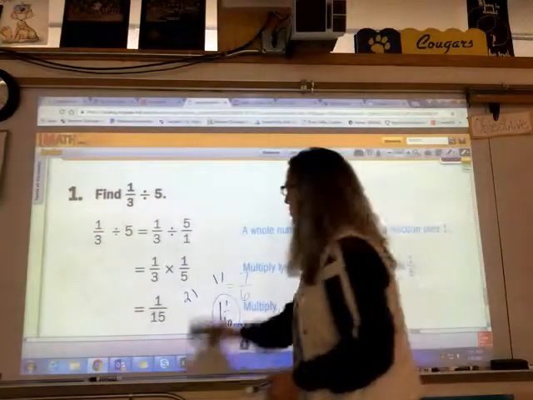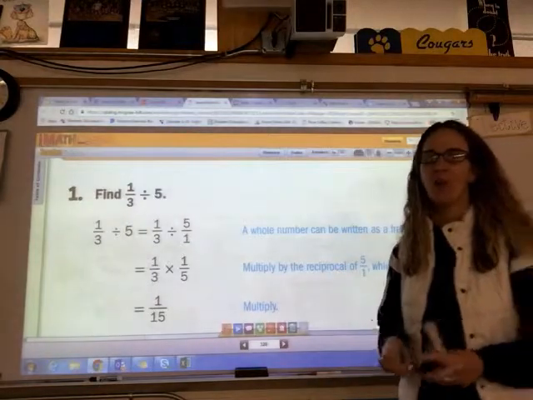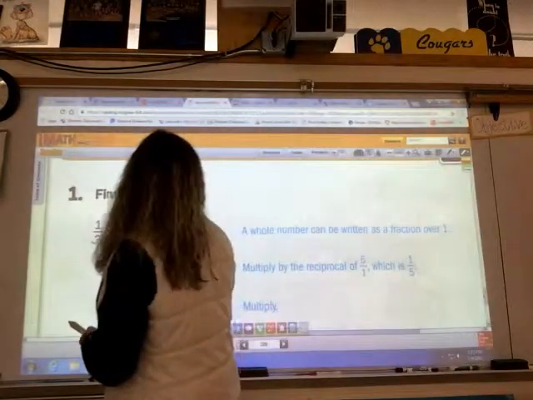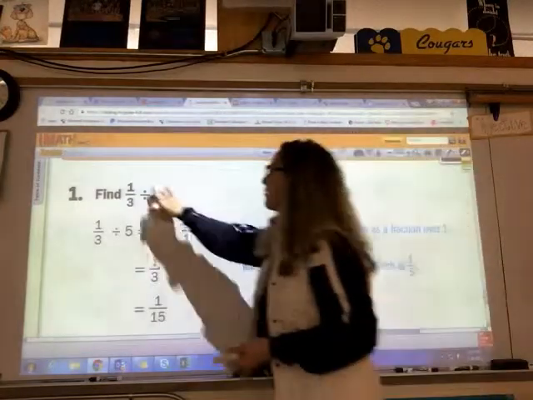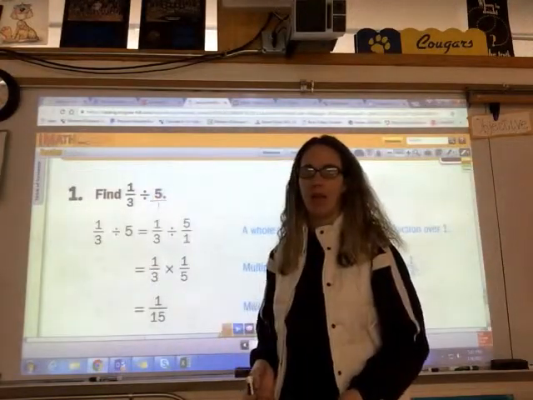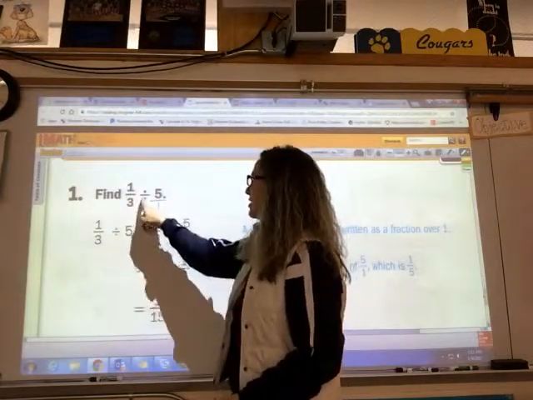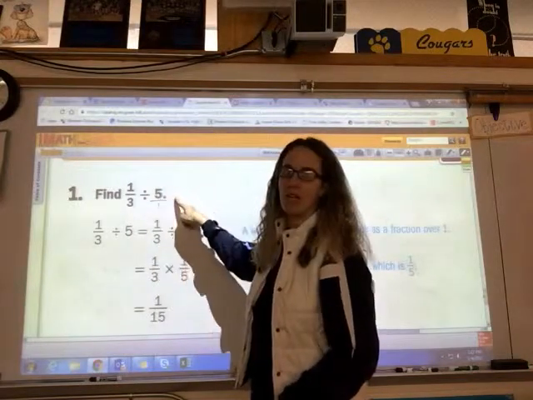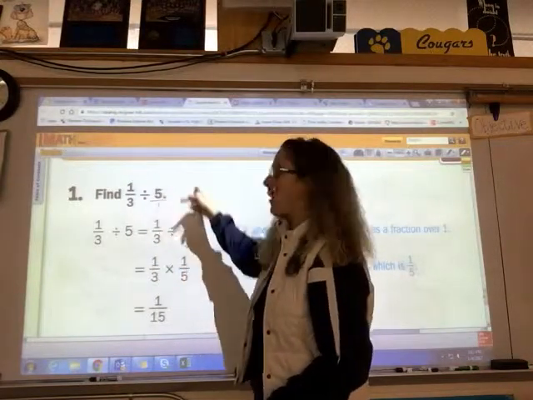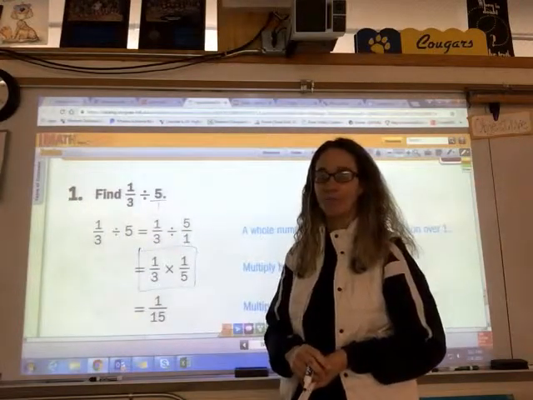Example 1, they're giving you a fraction divided by a whole number. One of the things that may help you is when you have these whole numbers, put the number 1 underneath it, okay? Again, we never truly divide fractions. We always multiply by the reciprocal. First fraction stays the same, so I have 1/3. Division is going to change to multiplication. The reciprocal or the multiplicative inverse of 5 over 1 would be 1/5. So we've rewritten it as a multiplication problem.